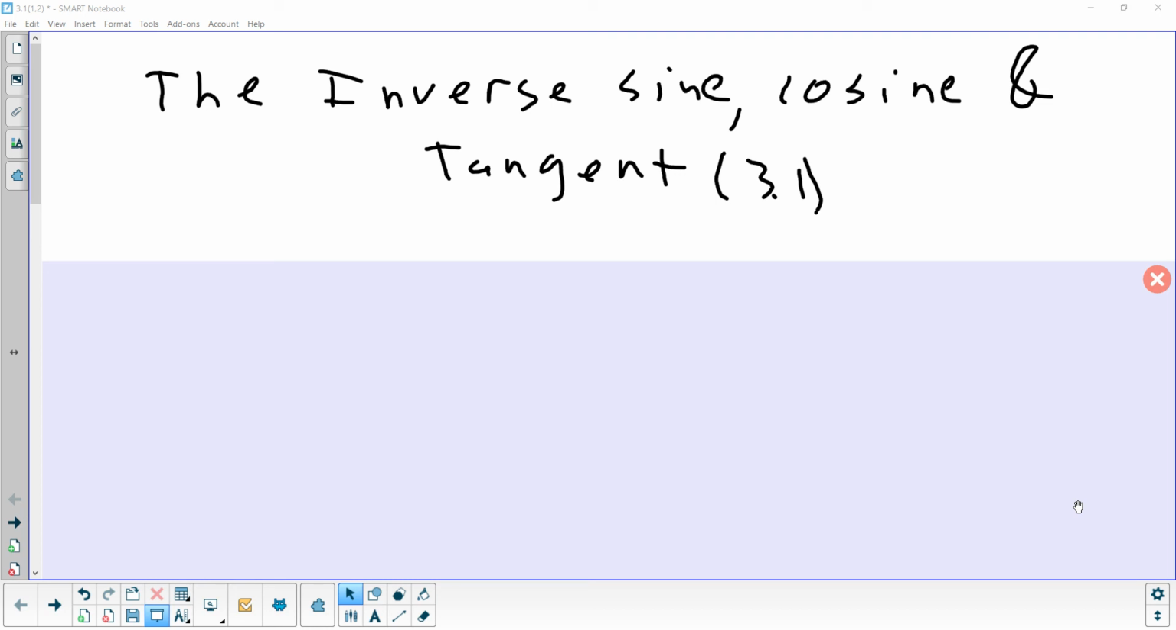So as I said earlier, this week we're going to look at two sections, 3.1 and 4.1. We talked last week about regular sine, cosine, tangent, all six of them. This week we're going to start off by looking at what's called inverse sine, cosine, and tangent.